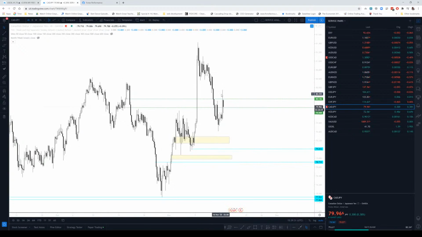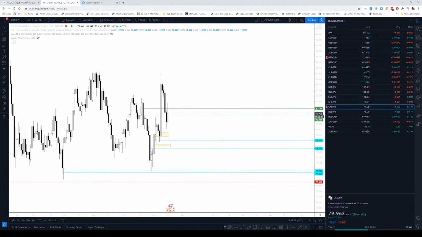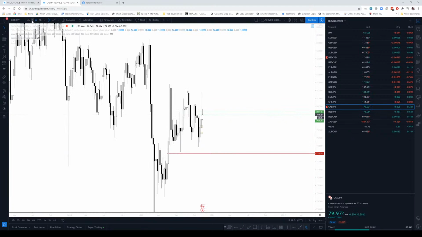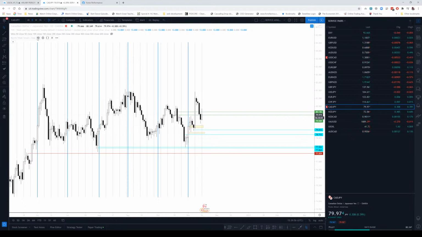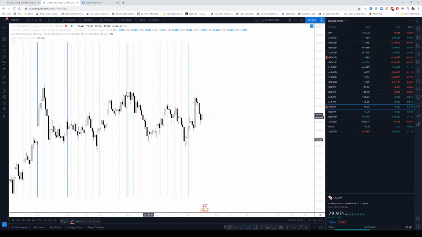CAD yen. I think let's have a look on the daily. It's a bit different. Let's go into the weekly. Back to daily, put our lines in there. Let's remove everything. So we have taken out this, broke above that, back down again. Didn't quite get there. That's two of them.